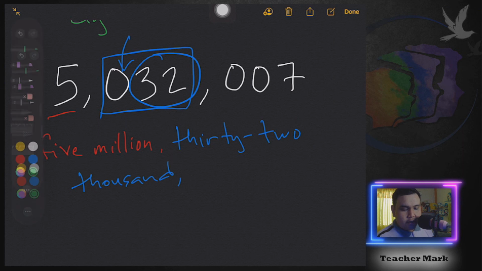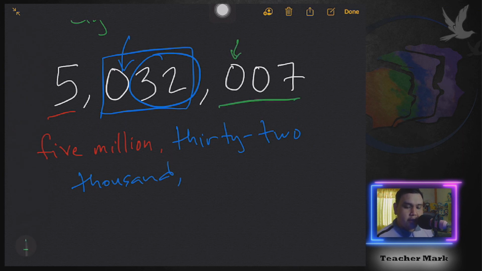And what's left is this value over here. If you notice, we missed the hundreds place and the tens place. So we only have this, which means all you have to do is just read that number. That number is what? 7. So it's only 7. So reading the number entirely, that's 5,032,007. Or in formality, you can say 5,032,007. So that's basically how to change a number to words in millions.